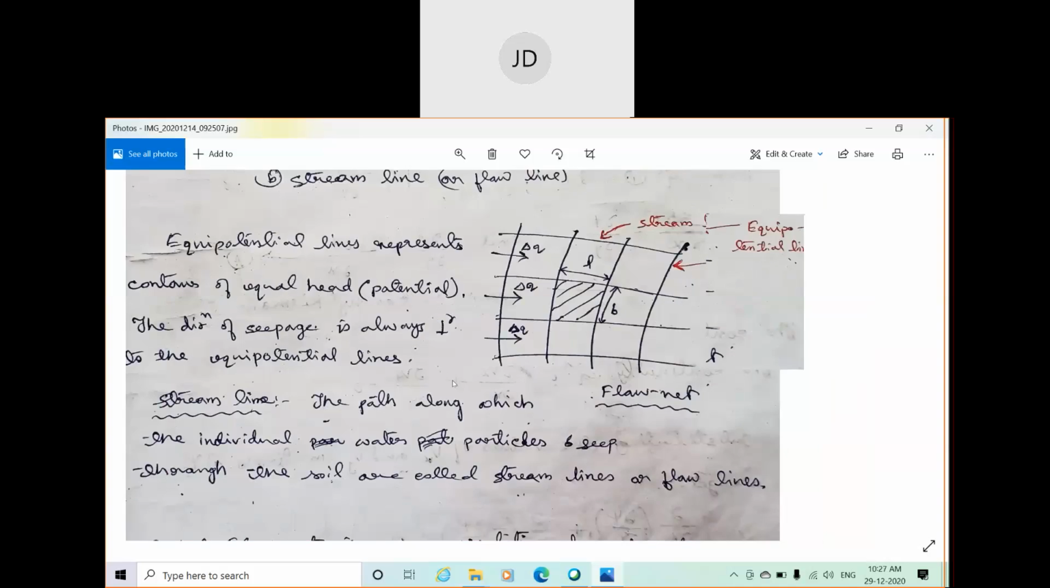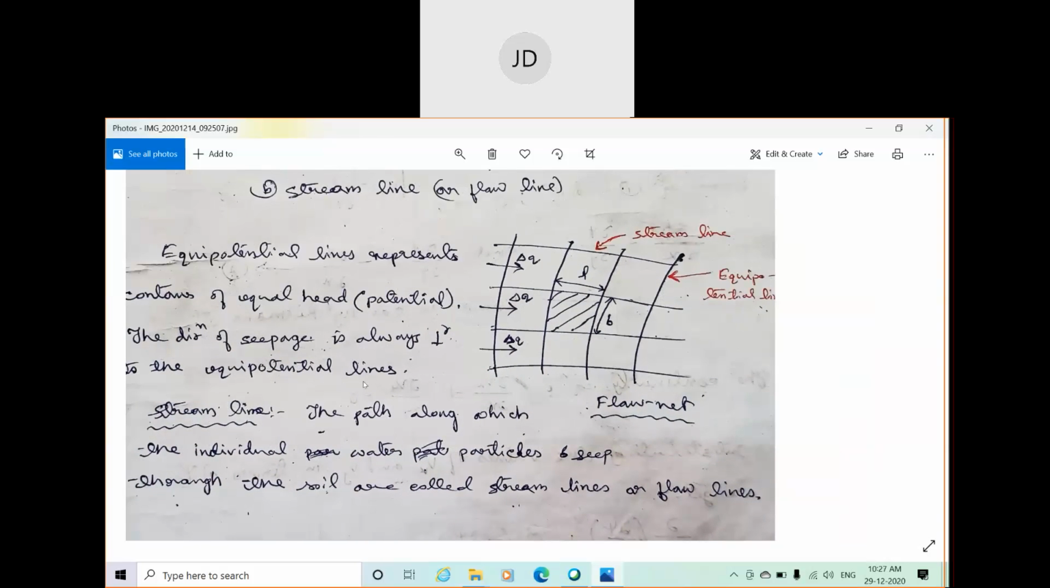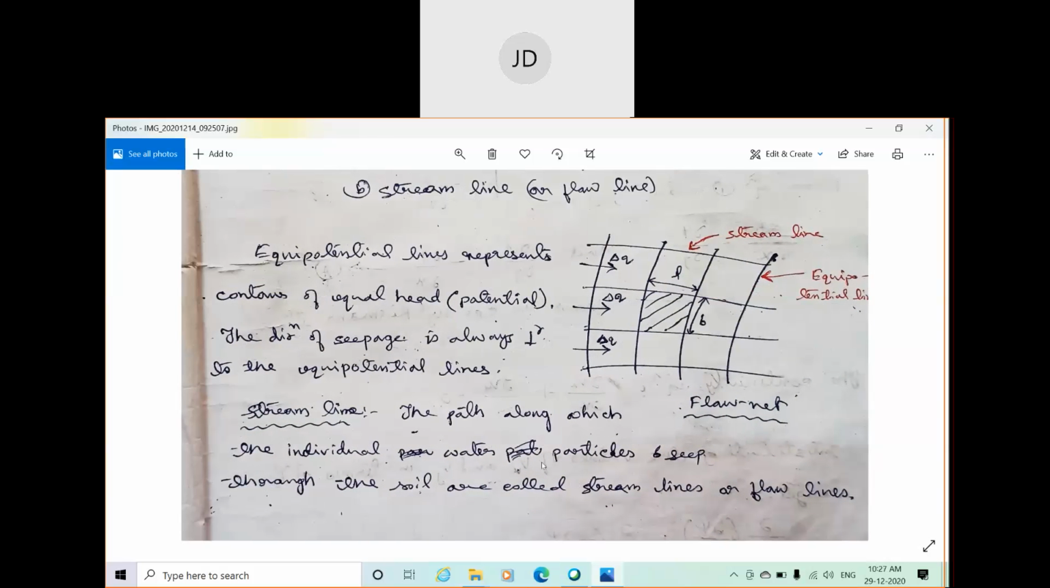Here you can see the lines which are parallel to the flow direction. They are known as streamlines or flow lines, and the lines which are drawn perpendicular to the direction of the flow, also perpendicular to the streamlines or flow lines, are known as equipotential lines.